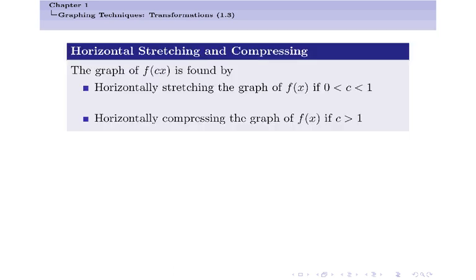If the constant is attached by multiplication to the input rather than the output, there's going to be a horizontal stretch if the c value is between 0 and 1, and there's going to be a horizontal compression if the c value is greater than 1.